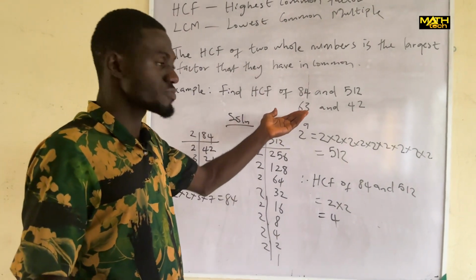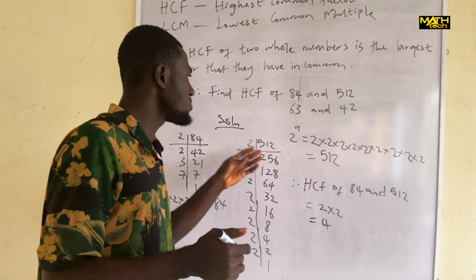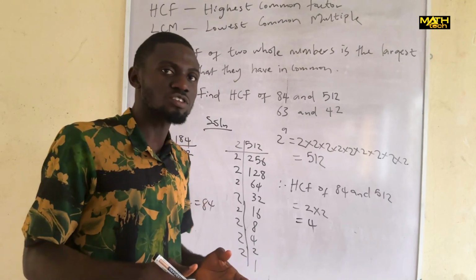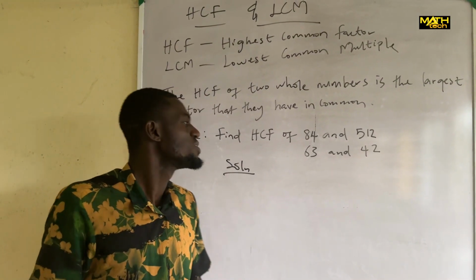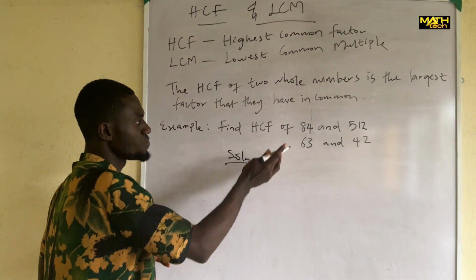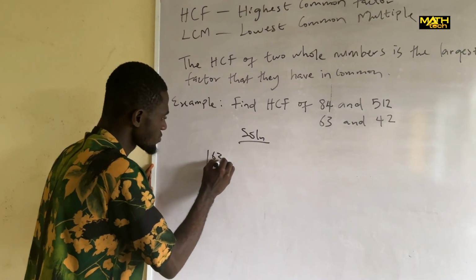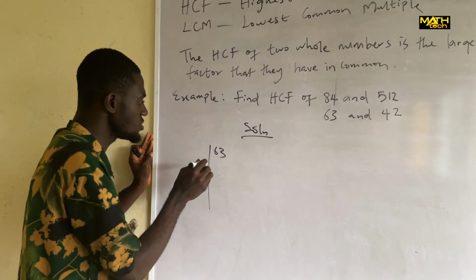You can also pause the video for about a minute and try for the HCF of 63 and 42. Hope you guys have gotten the solution. So watch out for my own solution of the HCF of 63 and 42. I'll start with 63, my prime factorization.